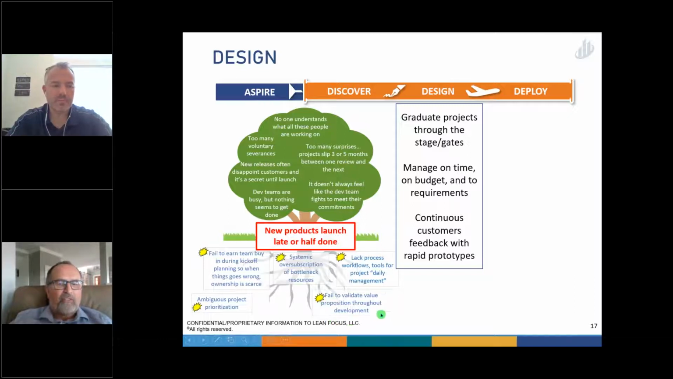We can address the failure to validate the value proposition throughout the development. We all think we have an idea. We all think we understand the product on day one, but a year later, you've learned a lot. Are you going back to that customer? Like we talked about earlier.